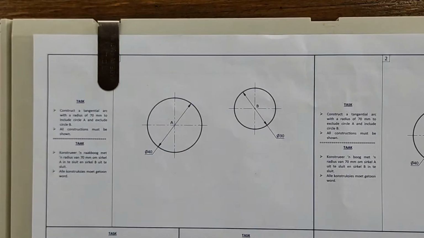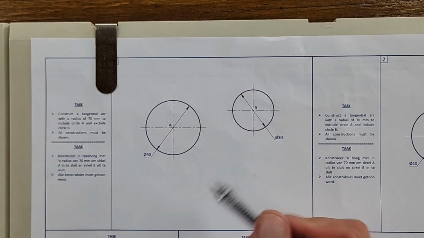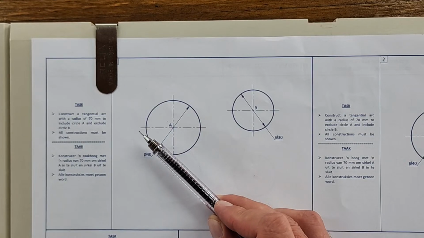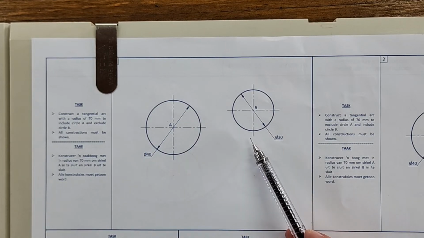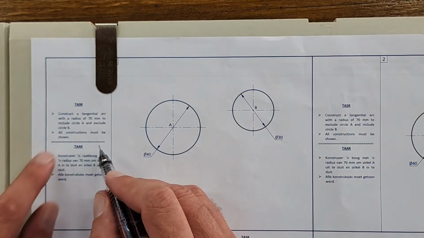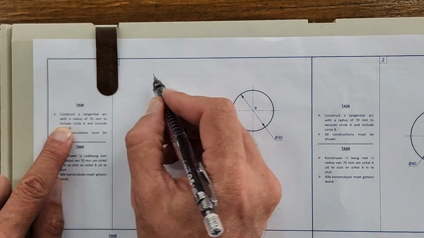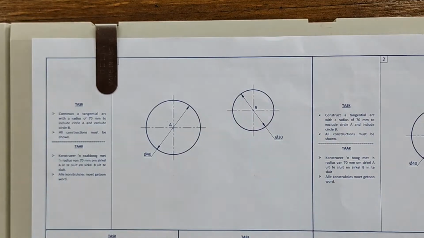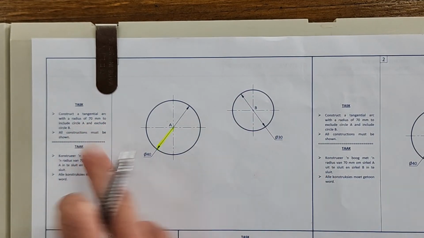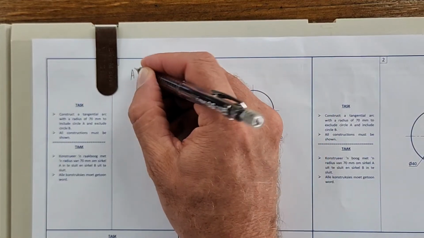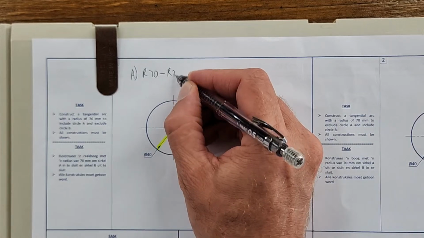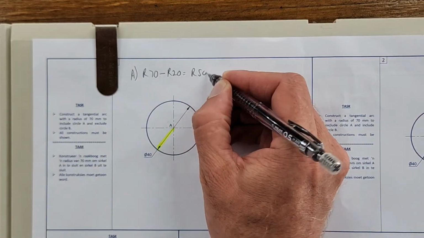Alright, so just as a refresher course quickly, they've asked us to construct a tangential arc with a radius of 70 millimeters to include circle A and exclude circle B. And we've done this in the previous lesson, of course. When we include a circle, we are subtracting one radius from that 70. So if we look at A first of all, we've got the radius 70 minus radius 20. That gives us radius 50.